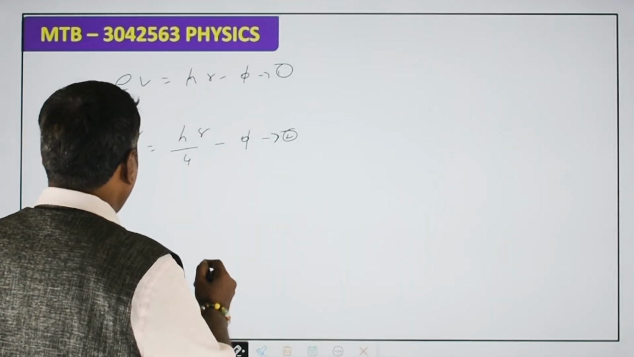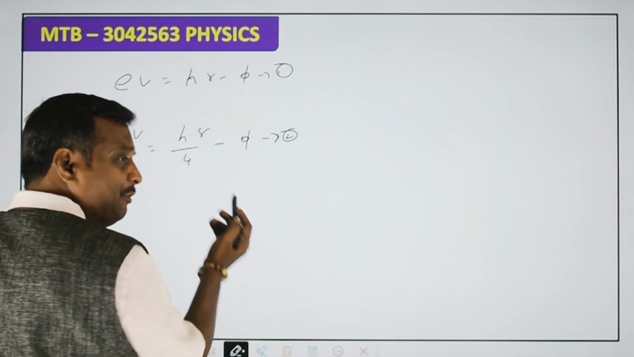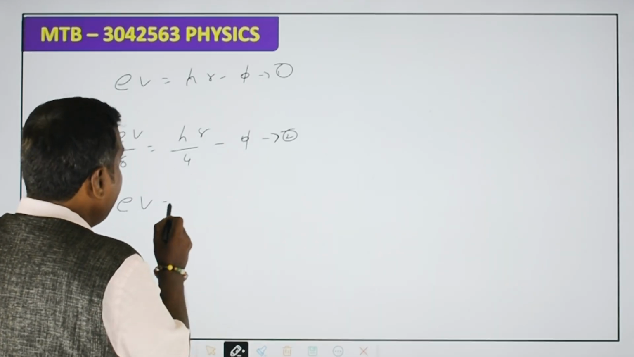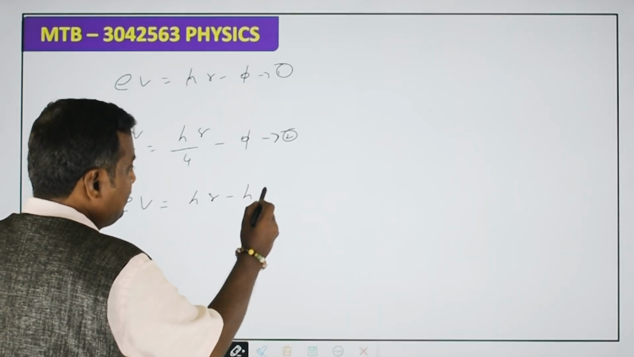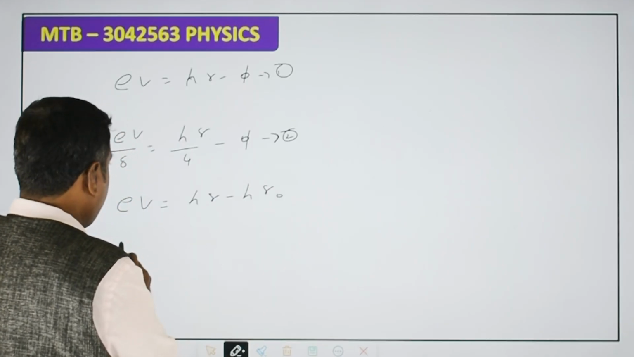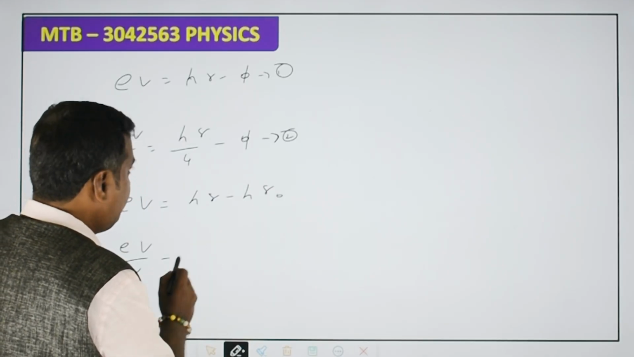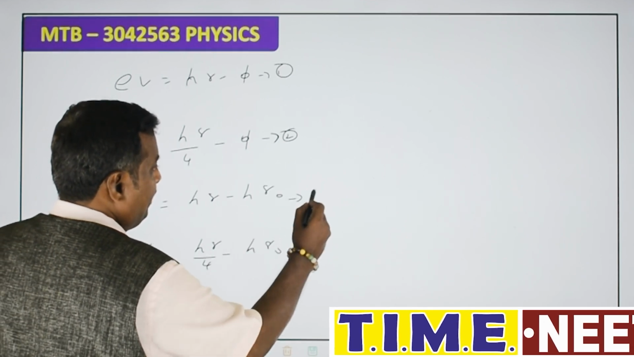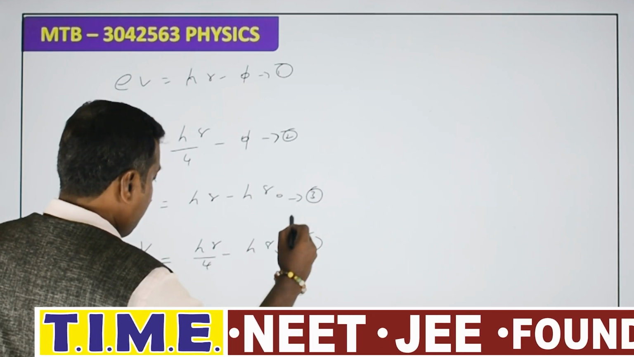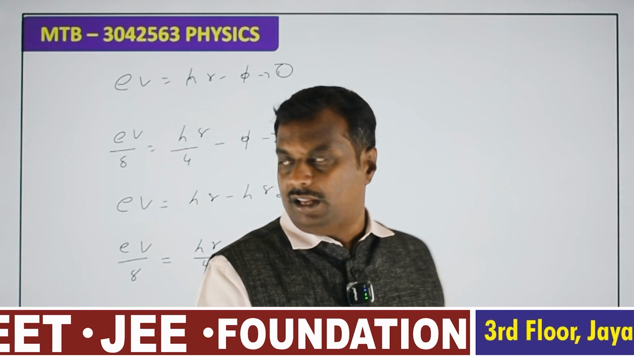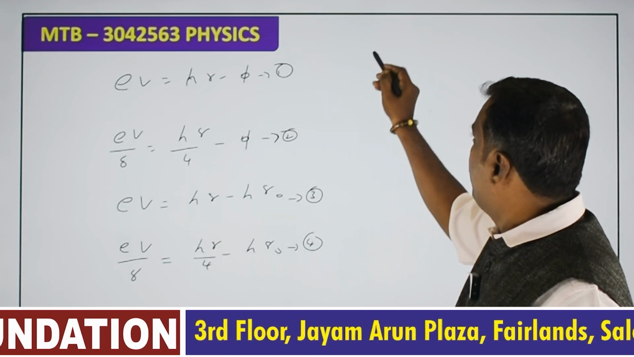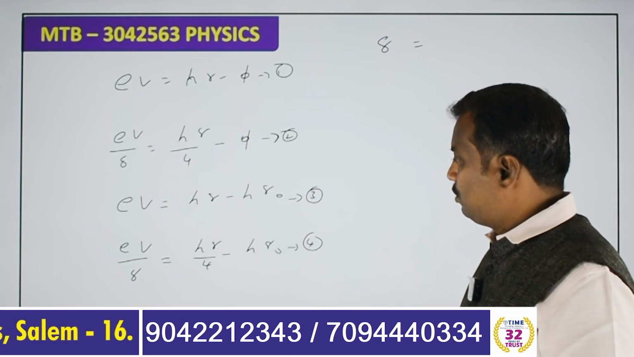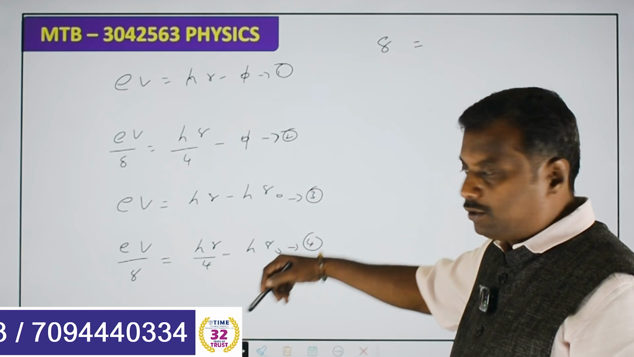So now let us see. Of course, we know phi is equal to H nu naught. Maybe we can rearrange here. So EV is equal to H nu minus H nu naught, and this can be written as EV by 8 is equal to H nu by 4 minus H nu naught. This will be my equation number 3, and this will be equation number 4. Let us divide equation 3 and 4. So what you get is 8 is equal to, because EV on both sides will cancel. So EV divided by EV by 8, so that 8 goes up.